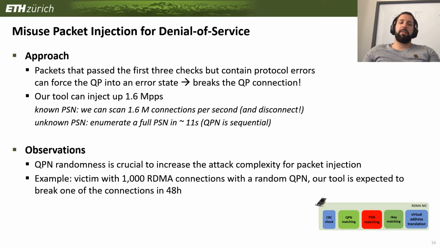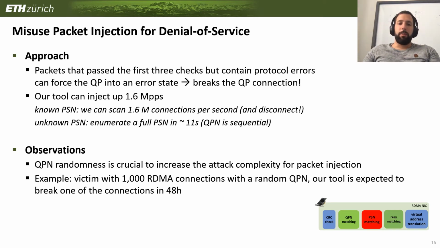As you've seen on previous slides, we can inject up to 1.6 million packets per second. So in case we have known packet sequence numbers, we can scan 1.6 million different connections per second and disconnect them. And in the second case, when we have an unknown PSN, it takes roughly 11 seconds to enumerate the entire PSN.